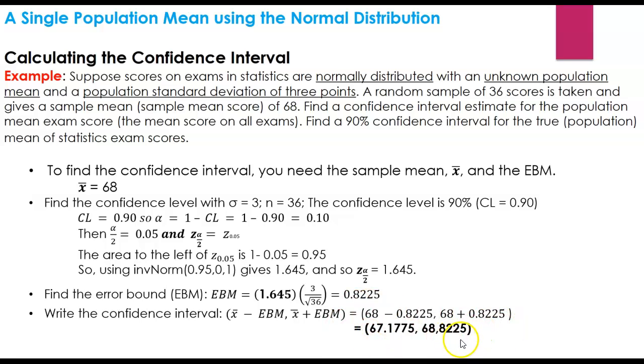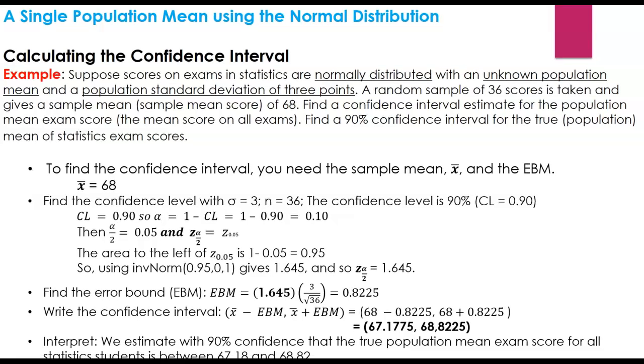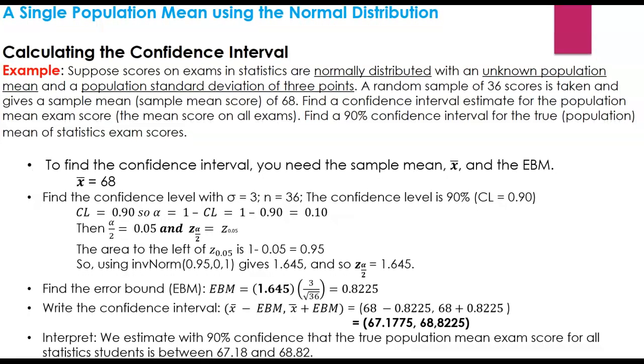So we get 67.1775, 68.8225. And finally, we would say, we estimate with 90% confidence that the true population mean exam score for all statistics students is between 67.18 and 68.82.